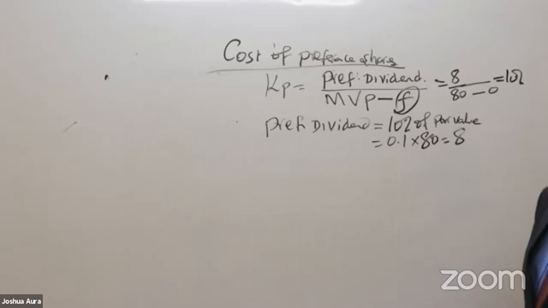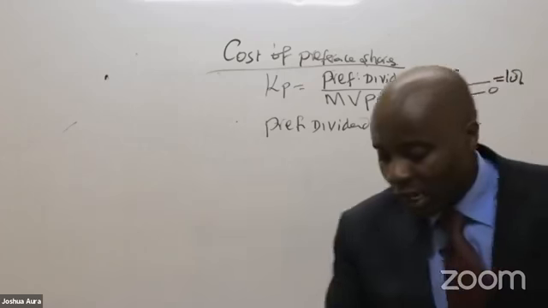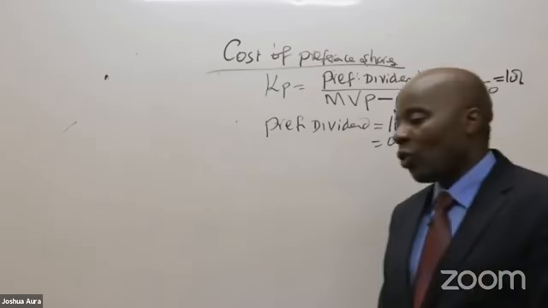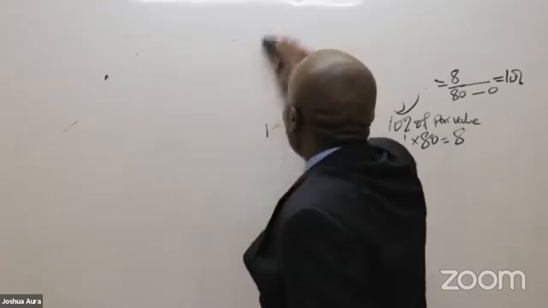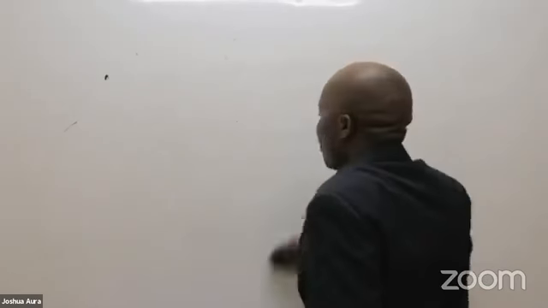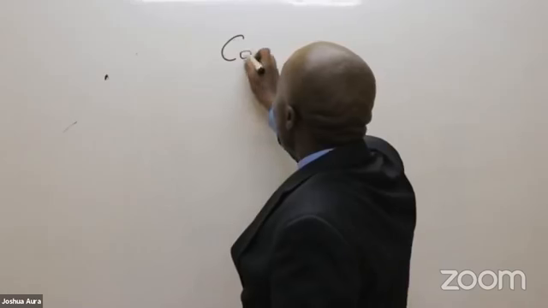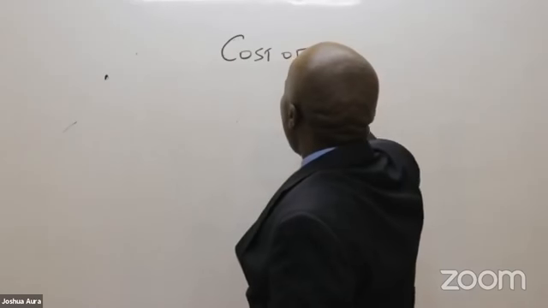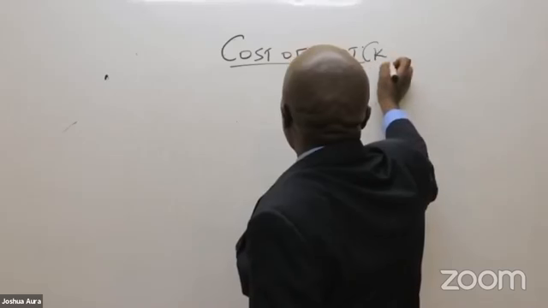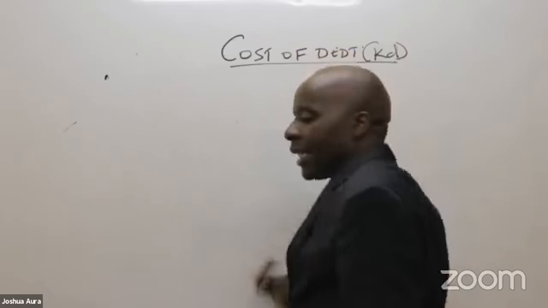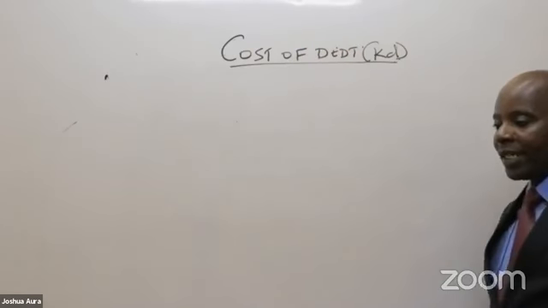The same. And if you allow me, of course, I'll take you to the last one, which is cost of debt. So mention there, cost of debt. So for cost of debt, we normally take this as KD. Cost of debt is KD.